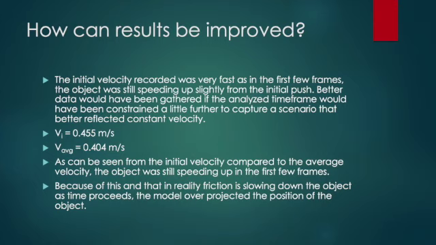As can be seen from the initial velocity compared to the average velocity, the object was still speeding up in the first few time frames. Because of this, and because in reality friction is slowing down the object as time proceeds, which was not reflected in the model, the model over-projected the position of the object.